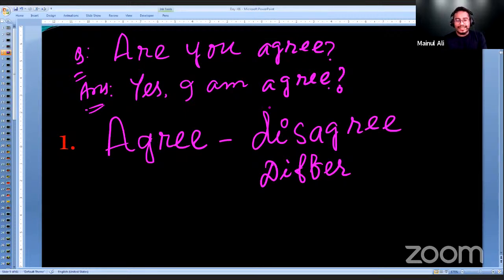Are you agree? Yes, I'm agree. This is a commonly used expression that I come across all the time. Nilofer, have you seen people use this sentence all the time and make mistakes? Yeah, sometimes we do. Sometimes some sentences seem to be right, so it sounds okay, but actually it's not.